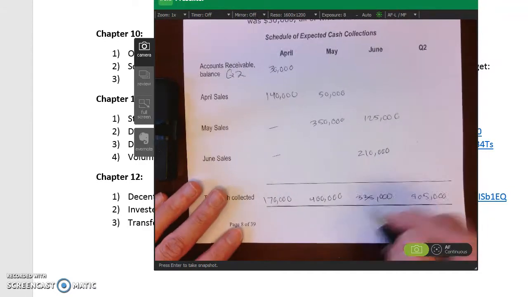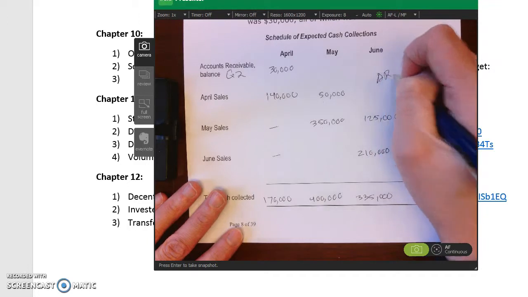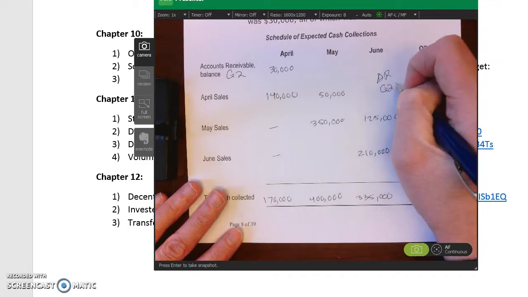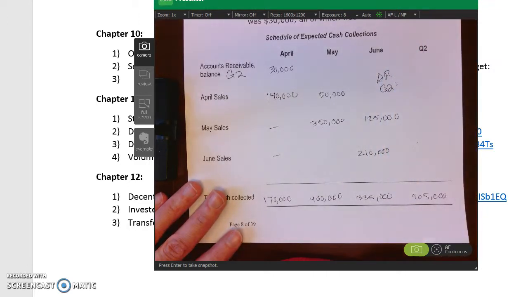If I wanted to know accounts receivable, AR, at the end of quarter two, what this question is really asking is what is accounts receivable at the end of June, okay? Because the end of quarter 2 is the end of June. So like I took a picture at the end of June, which is the end of quarter 2, and what is my outstanding accounts receivable?